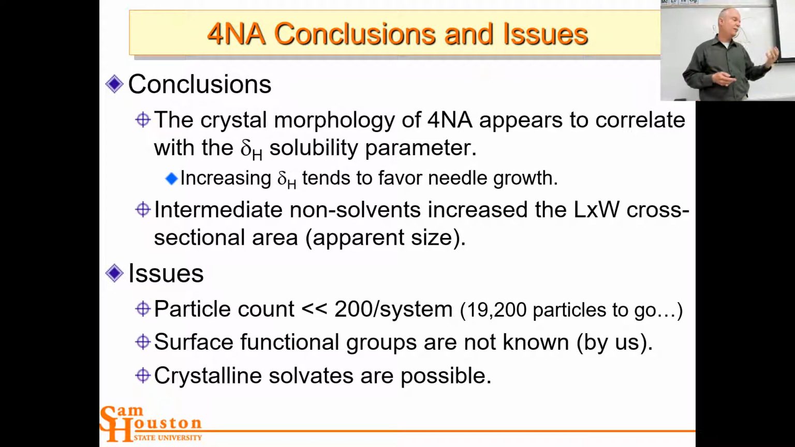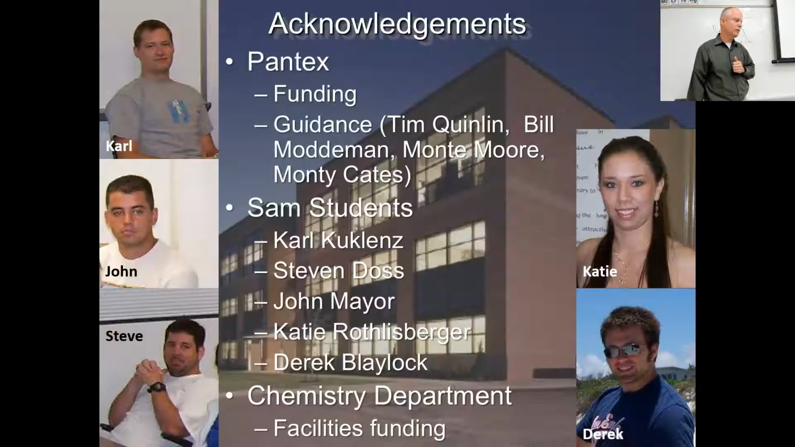We only counted less than 200 particles per system, which is pretty low. So we estimated 19,200 to go if we were going to continue this. But I think we got enough to be confident that there's a trend there. And then we showed that the solvates, meaning the solvents attached to the surfaces, were possible and recognizable.